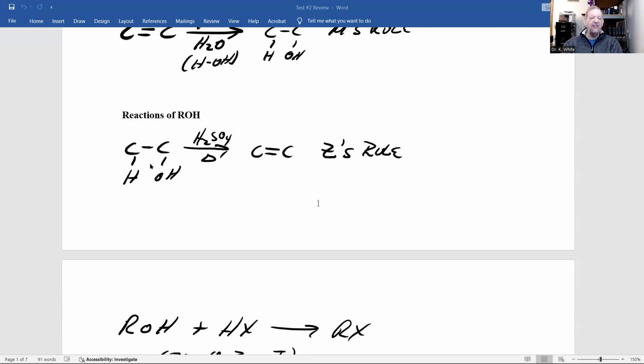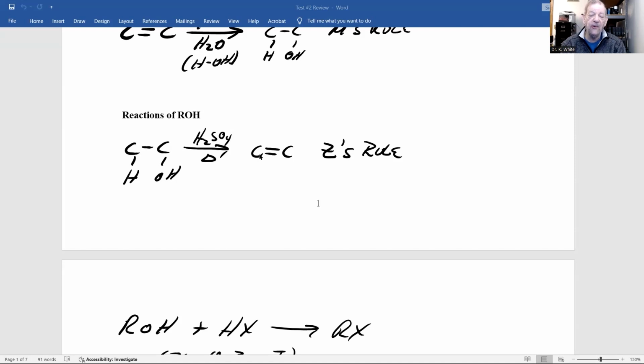Now, reactions of alcohol, first one is dehydration, meaning removing water, HOH, H2O, water. And here, if you have a double bond, oh, what am I saying? An alcohol, I got ahead of myself. An alcohol reacted with H2SO4, sulfuric acid, and heat, you'll form a double bond. And this formation follows Zaitsev's rule.